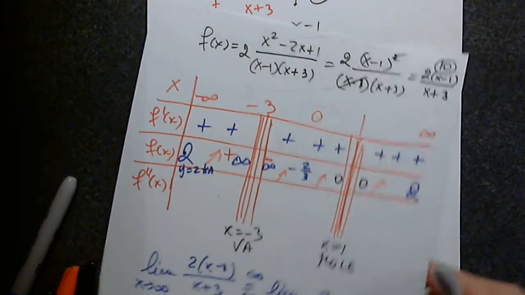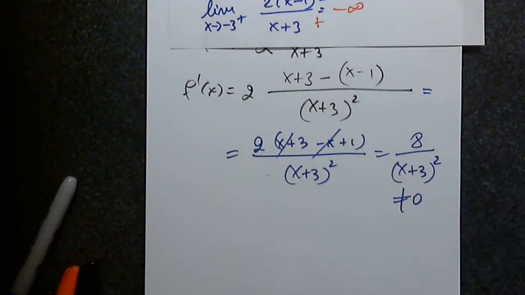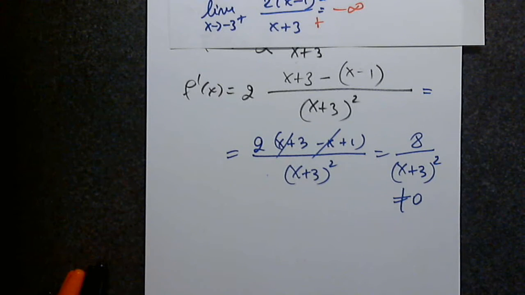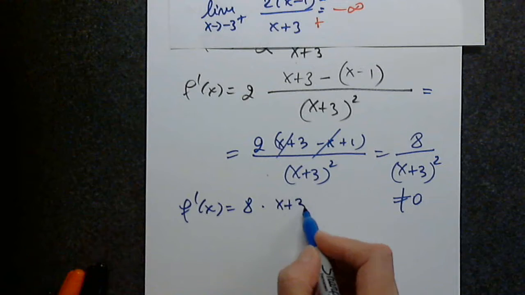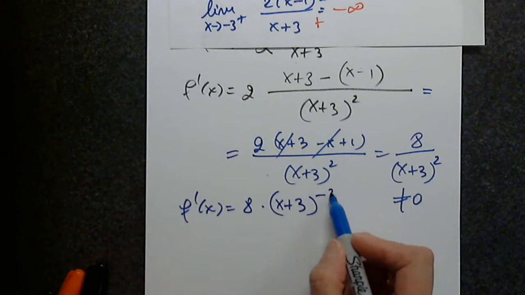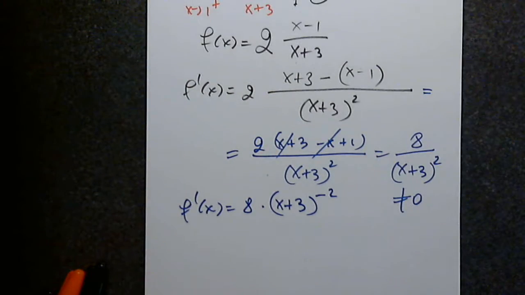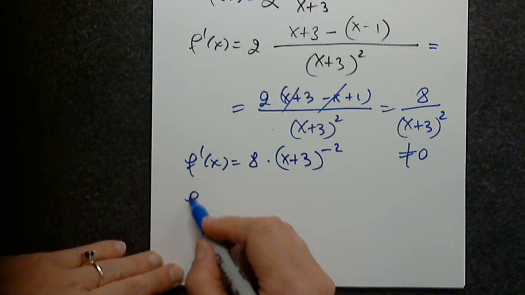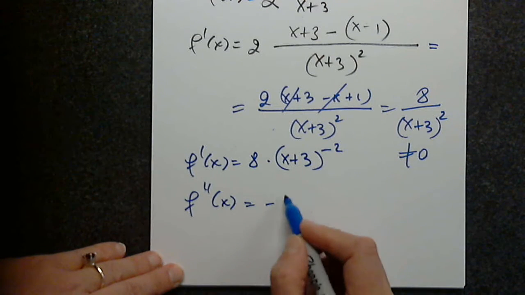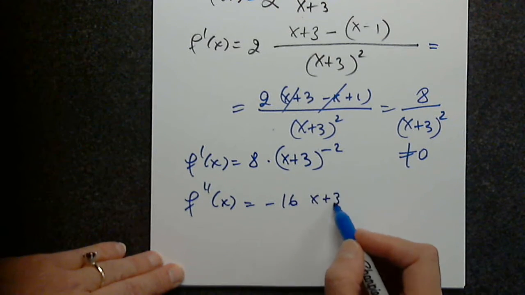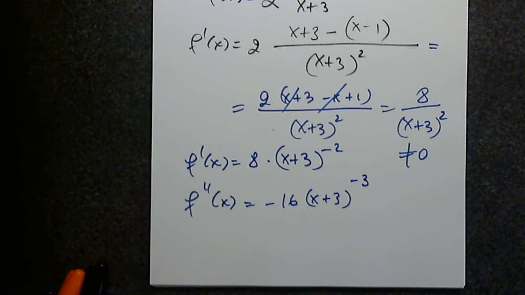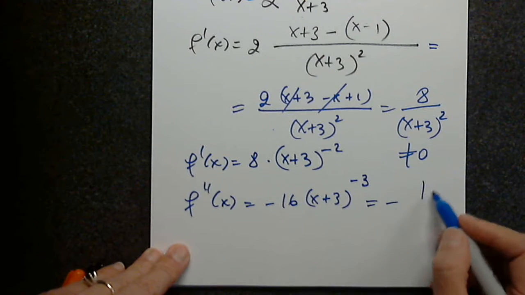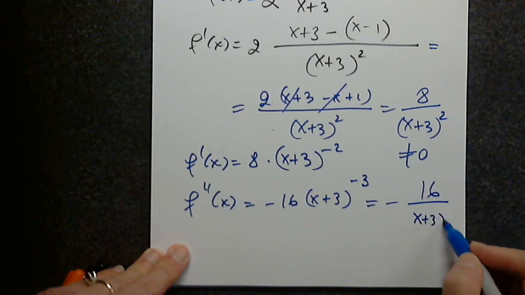So I will prepare the first derivative. I'm not going to differentiate that. I refuse to do that. I'm going to say that the first derivative is 8 times x plus 3 to the, of course, make it as easy as possible. So then the second derivative will be -16 times x plus 3 to -3 times the inner function prime, which is 1. So I'm done. -16 over x plus 3 cubed.